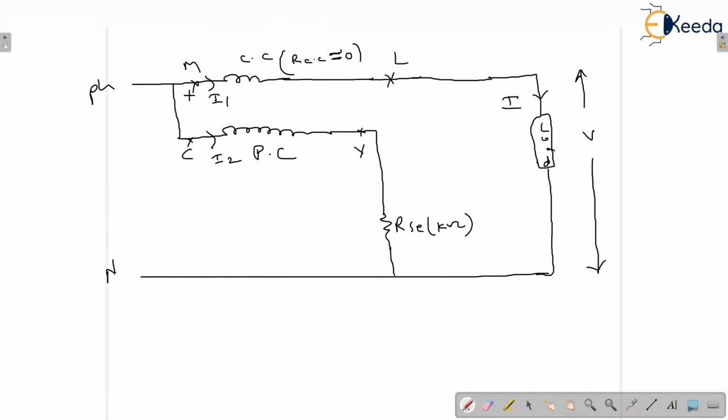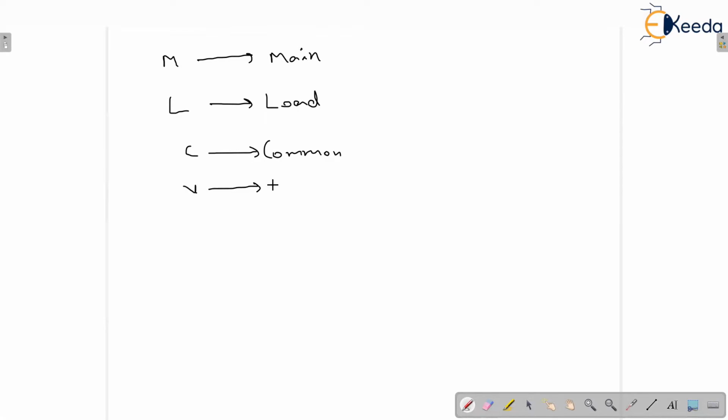So what is this MLCV? M is main, L is load, C is common, V is voltage.